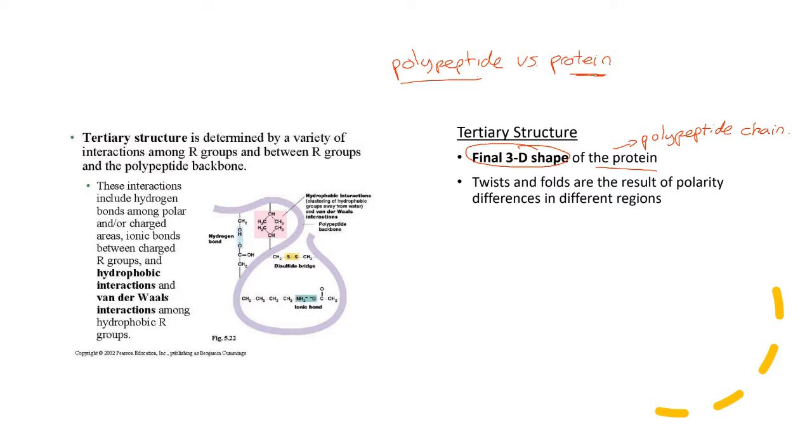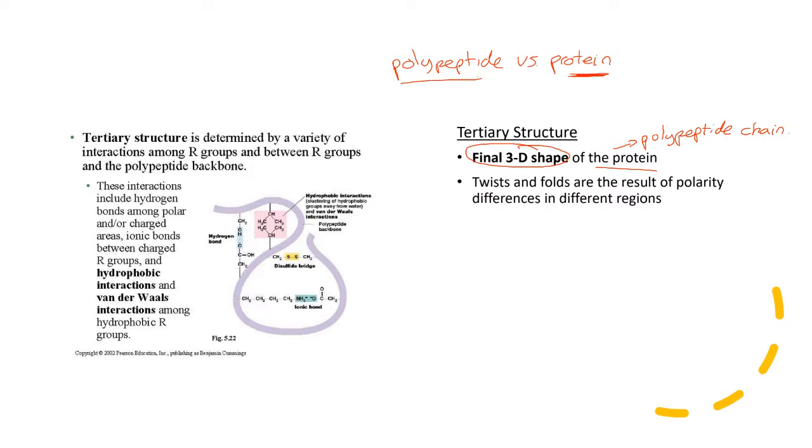But just know that if you go to another class or start reading other books, most of the time when they say polypeptide, they're just referring to the chain, the primary structure, maybe the way it folds. But a functional polypeptide chain is mostly referred to as a protein.